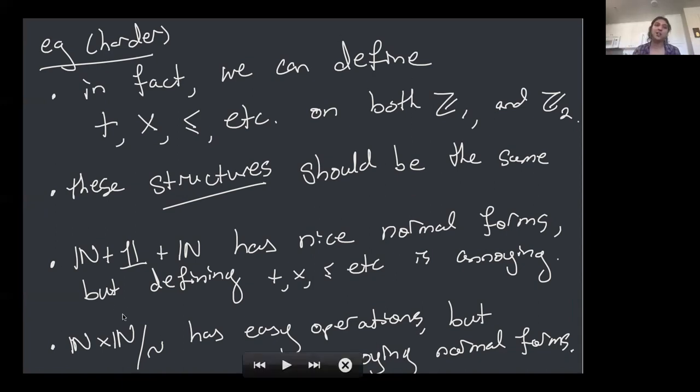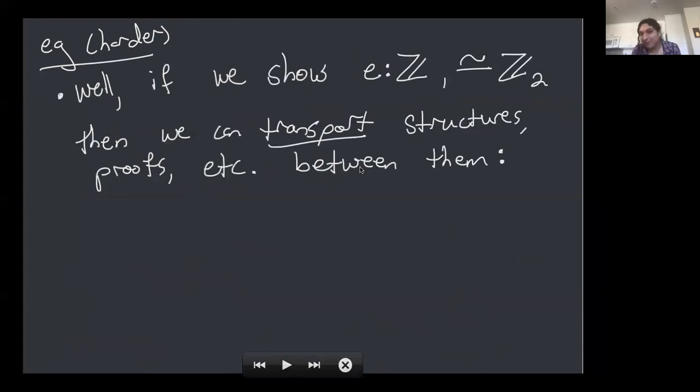Conversely, if you look at this definition of N times N mod some equivalence relation, it's really easy to define the operations. You do the operations pointwise, and you show they respect the equivalence relation. This is exactly how we always do things classically. The problem is that the normal forms are kind of annoying. Now my normal forms are some pair of natural numbers, but it's actually an equivalence class of pairs. And it would be nice if we could convert between these two. Well, spoiler, what we do is we show that Z1 and Z2 are equivalent.